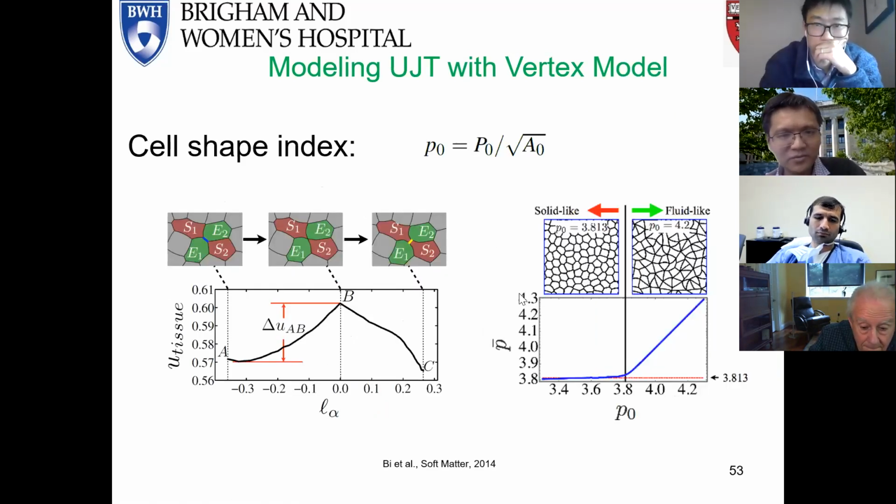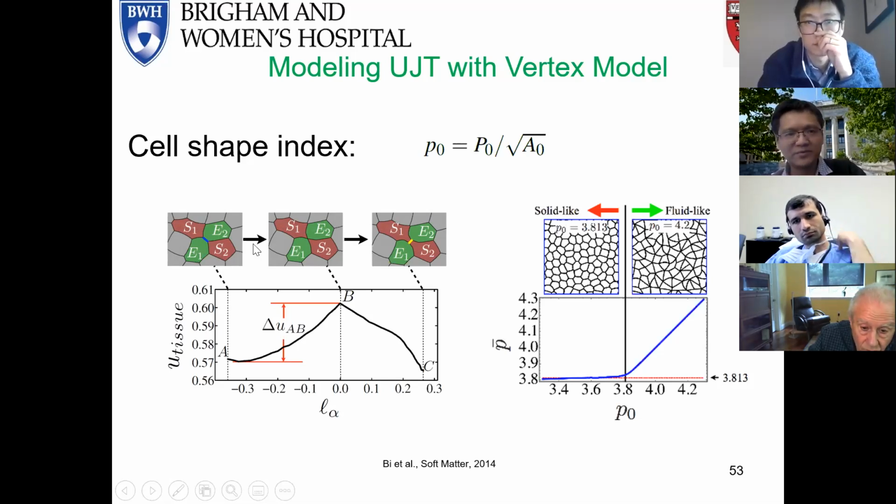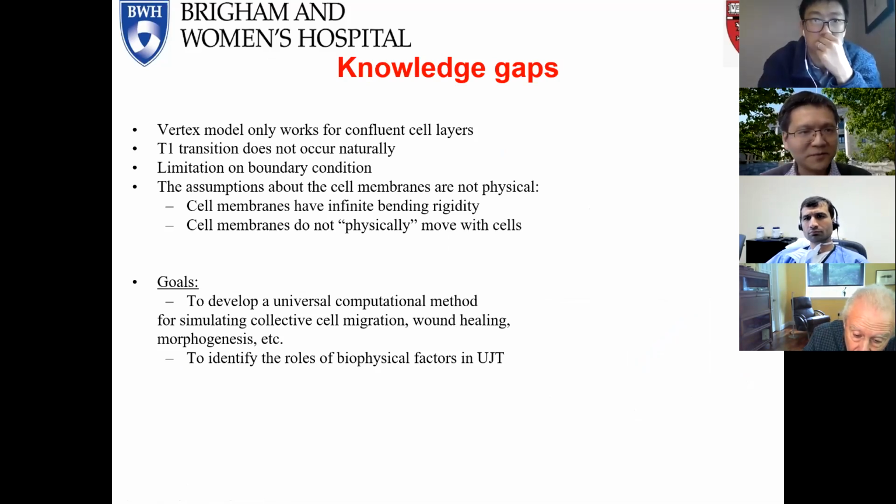There's also the T1 transition that occurs in this case, so cells can exchange neighbors during their migration. They use a vertex model to study this unjamming transition. It's all elegant and quite nice, and the prediction has actually been validated using asthma epithelial cell models. But there are also some things that I'm not quite satisfied with.